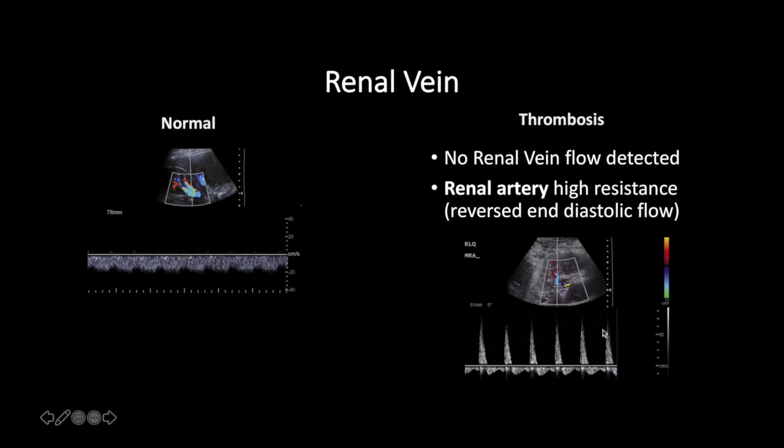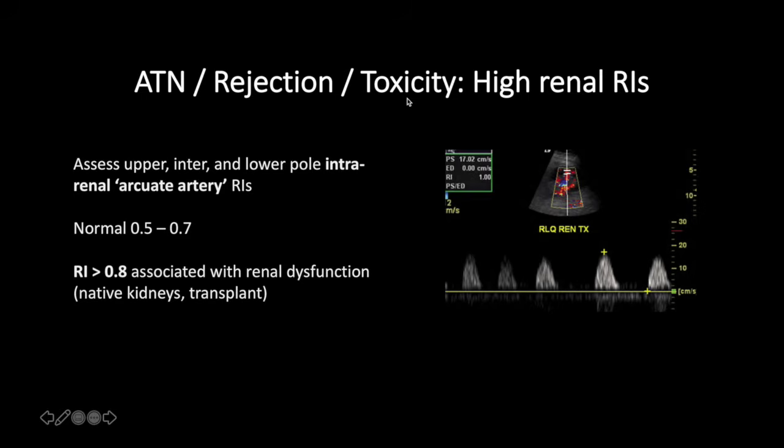So other things that could have this very high resistance waveform include a very high grade stenosis distal to where we're interrogating, a renal vein thrombosis as we mentioned, or even a really big collection that's around the kidney or subcapsular that's compressing the parenchyma. And as a result, the renal artery is pumping into a very high resistance situation. Okay, and so lastly, the kidney itself can have an issue, whether it be ATN, transplant rejection, or drug toxicity.